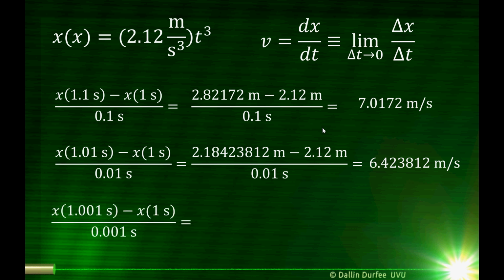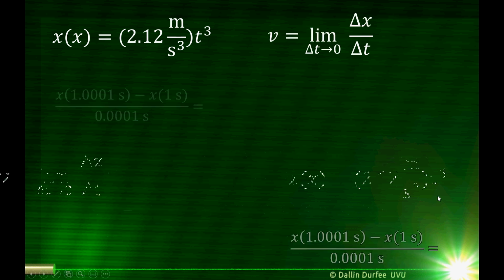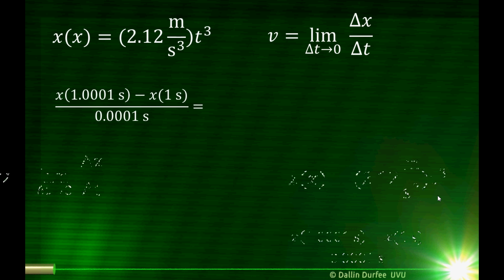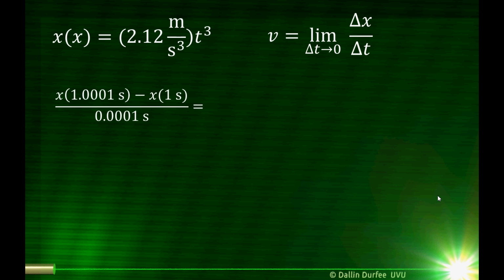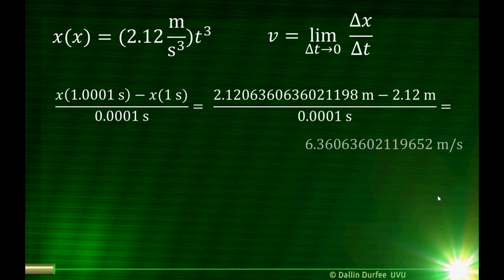Let's drop our time down to 0.001 seconds. And when I do that, I find that's my average velocity from 1 second to 1.001 seconds. Okay, so it's still changing significantly. So let's add some more zeros. 0.001, a tenth of a millisecond, 100 microseconds. Plug in the numbers, there's the instantaneous velocity.